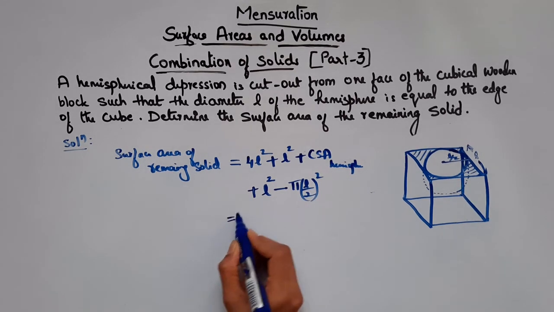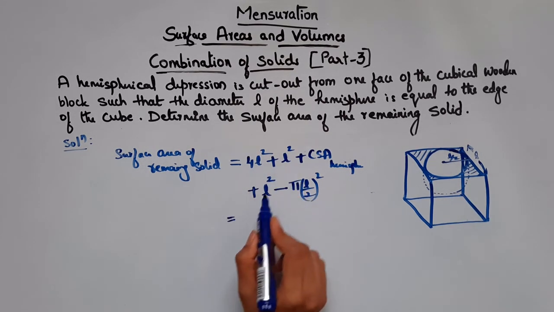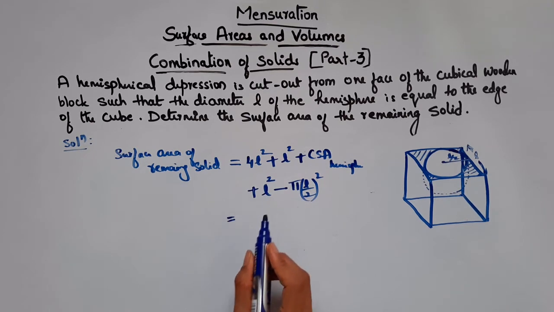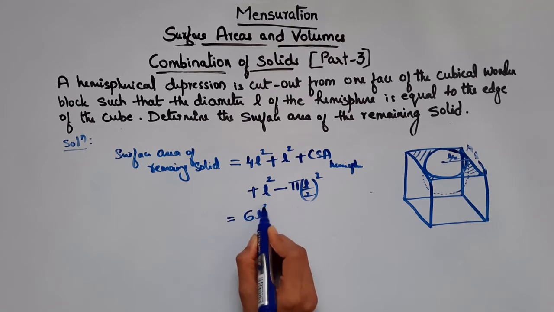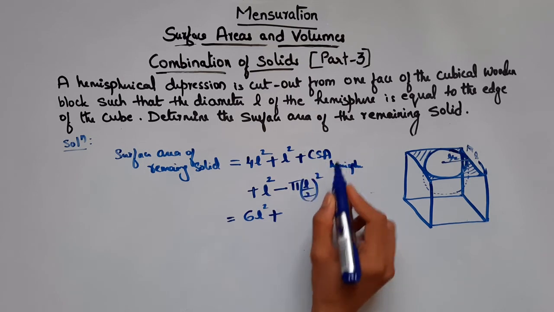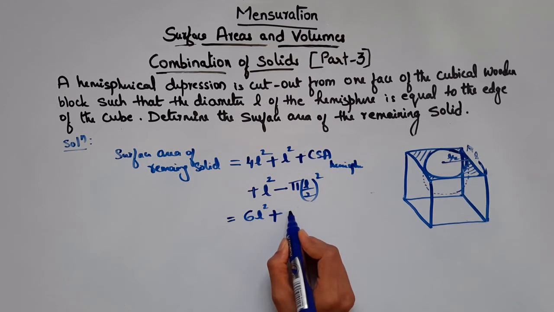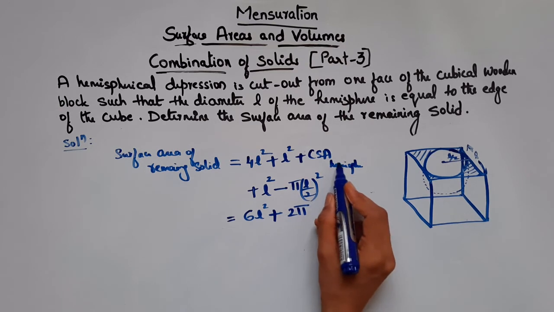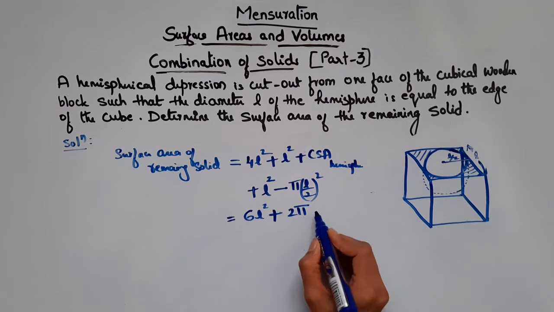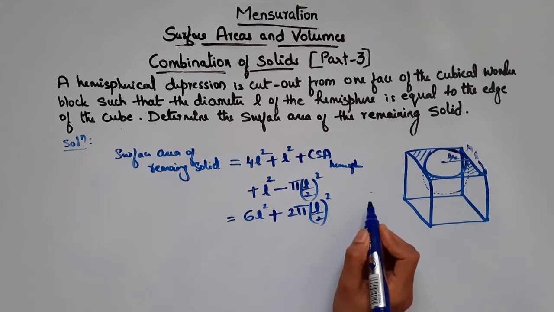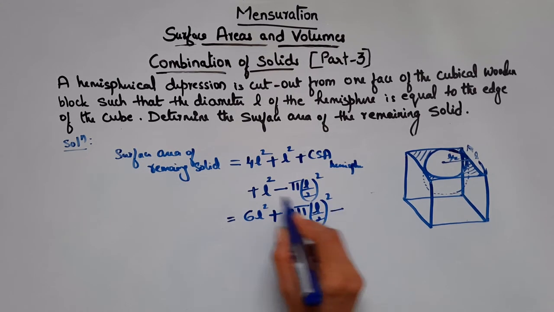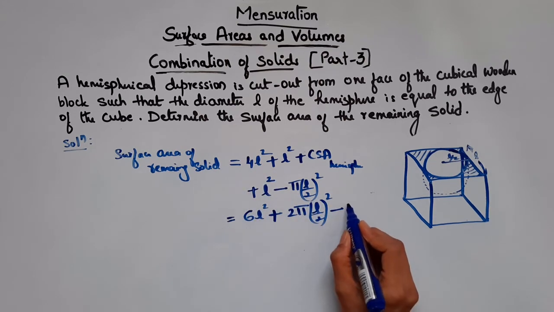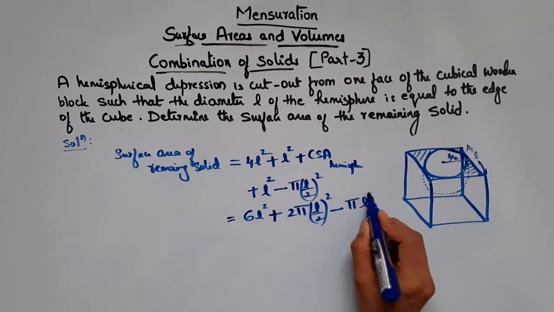Which is equal to 4L square plus L square is 5L square. Here 1L square. So it will be 6L square. So 6L square plus what is the curved surface area of the hemisphere? The curved surface area of the hemisphere is given by 2 pi r square. Here r is the radius of the hemisphere. So the radius of the hemisphere is L by 2. So L by 2 the whole square, right? Minus, this L square is already counted, minus pi into L square by 4.